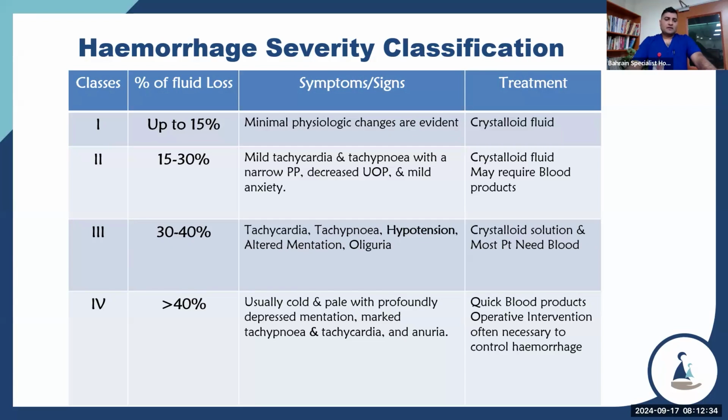Class 3, which is 30 to 40% blood fluid loss: you will have tachycardia, tachypnea, hypotension, altered mentation, and oliguria. Crystalloid solution plus the patient needs blood. More than 40%: usually cold and pale with profoundly depressed mentation, marked tachypnea and tachycardia, and anuria. There is a quick need for blood products, and operative intervention is often necessary to control hemorrhage.